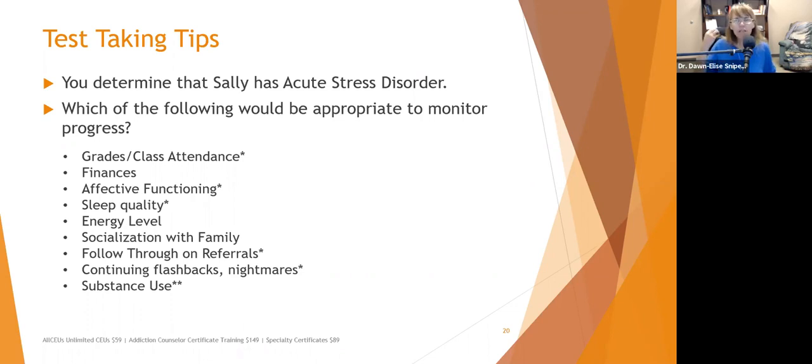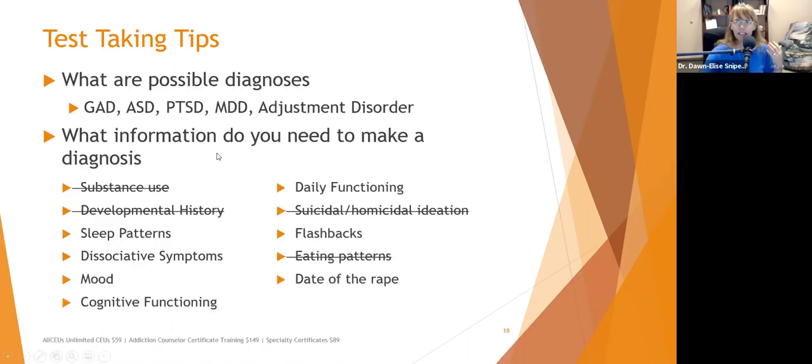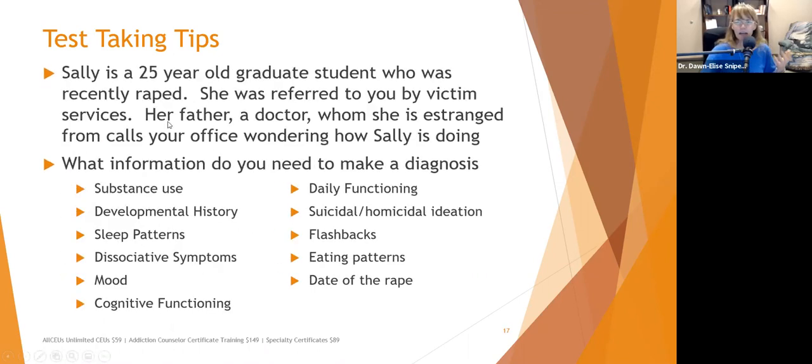But the rest of them, again, when you're doing your vignettes, you're going to read it. And in this first vignette, it talked about her father, who's a doctor. That's lots of information, but it's really irrelevant. Those are distractors. She is estranged from him. Okay. And he calls your office wondering how Sally's doing. That really doesn't come up in the rest of the vignette.